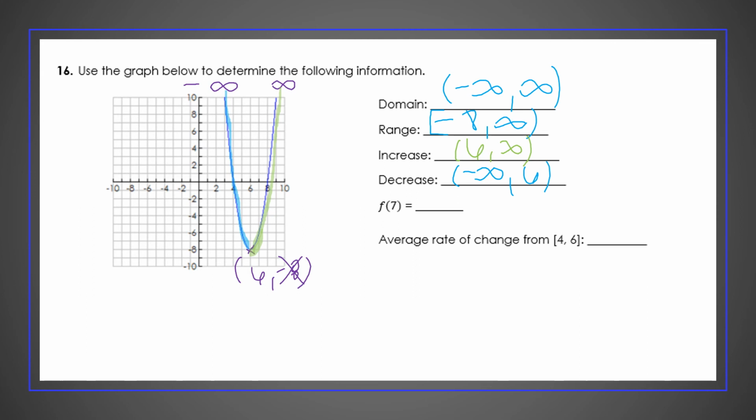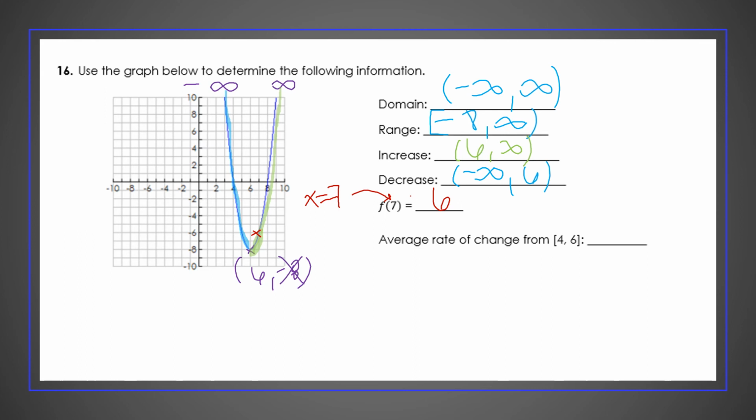F of 7 means you are looking for when the x coordinate equals 7. So you're going to go to the graph, you're going to go to the right 7, and then you're going to go down to the function, and you are going to find where it intersects. And this one's a little bit small. It's kind of hard for me to read it. Looks like it is -6 right there. So when x is 7, y is -6.